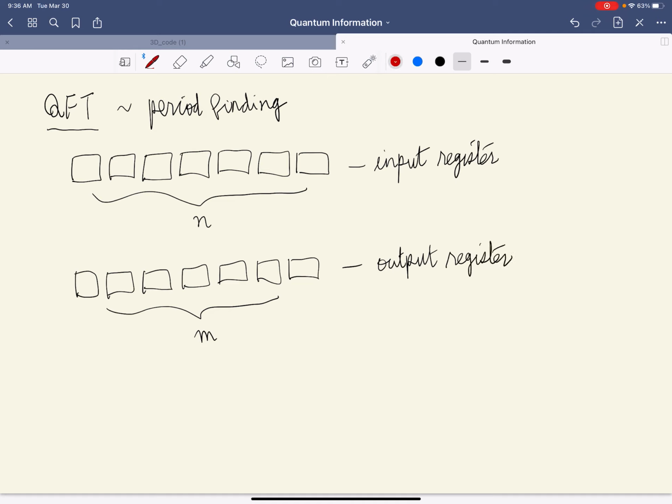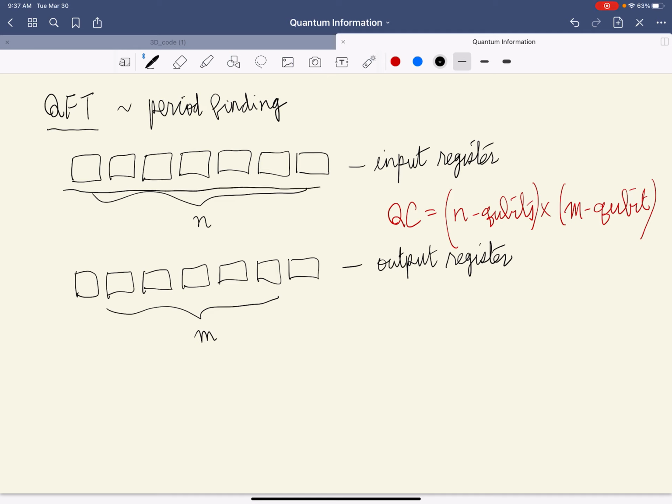So a successful quantum computer will consist of a product of an n qubit system and an m qubit system, and each system serves a different purpose, as hopefully will be made clear very shortly. So as I said before, this input cluster can realize one of the following states.